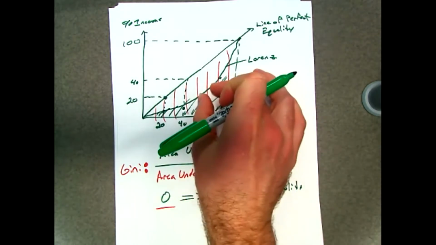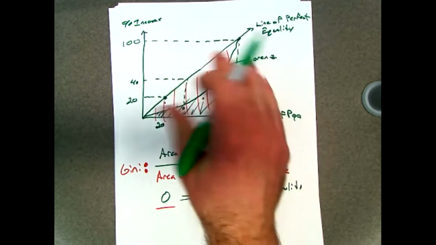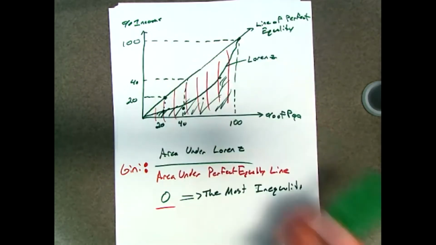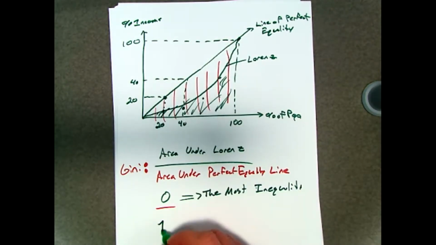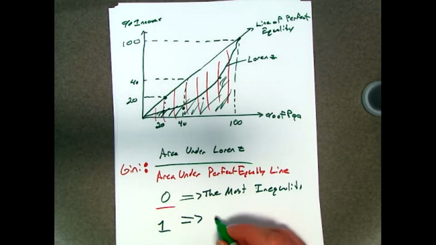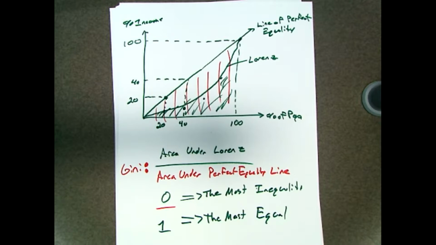But what if my Lorenz curve gets closer and closer to it eventually, as this line of perfect equality? Well, then the area under my curve would be exactly the same as the area under that line of perfect equality. So a Gini coefficient of 1 is kind of the most equal economy. Okay? So as I get closer to 1, that Gini coefficient is telling me that the economy is more equitable, or kind of has more income equality.